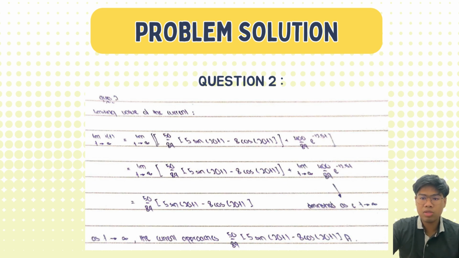Lastly, we focus on the trigonometric term. Since the trigo term does not depend on the exponentially decaying factor, it remains constant. Therefore, as t goes to infinity, the limiting value of the current is 50 over 89 sine 20t minus 8 cos 20t amperes.